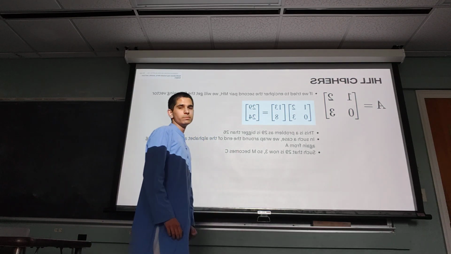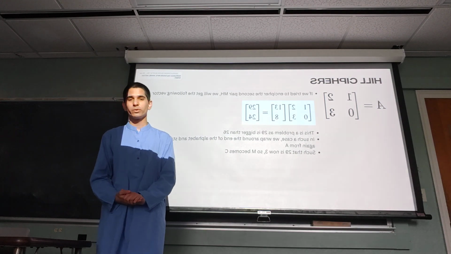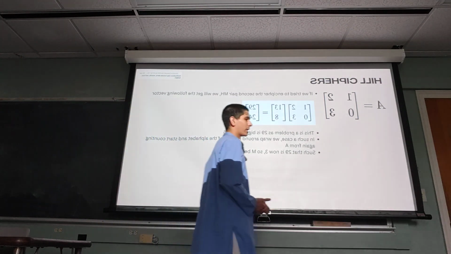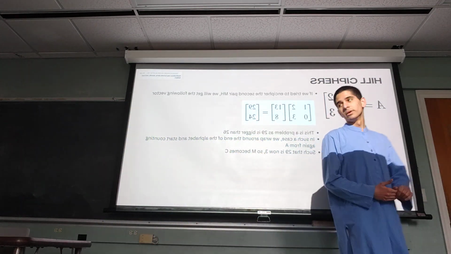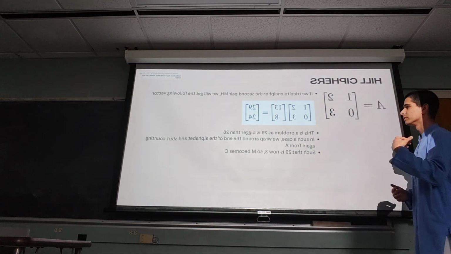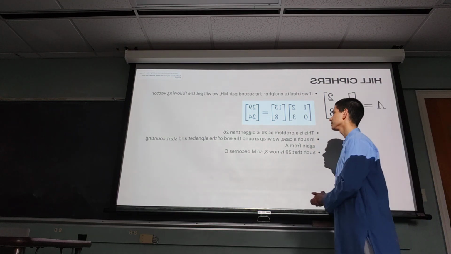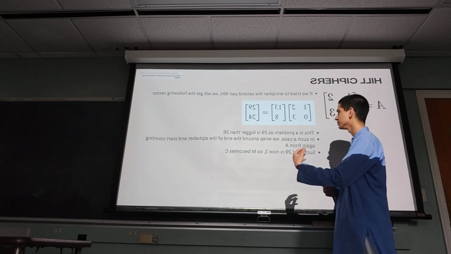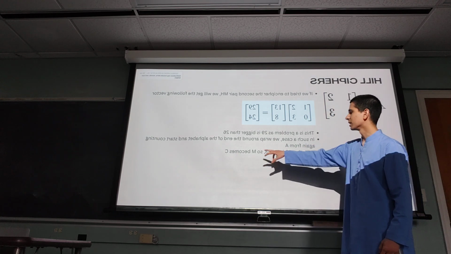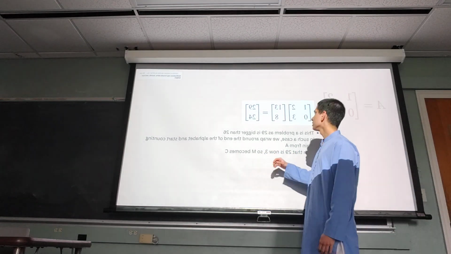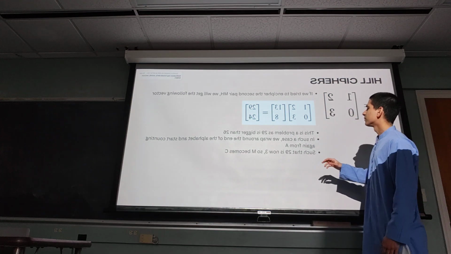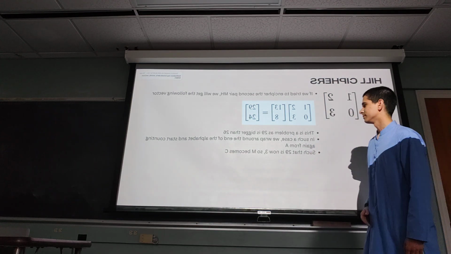And to solve this problem, when we have any number that's bigger than 26, we wrap around from the beginning of the alphabet. So 29 goes to 0. So when we're done with 26, we go back to 0 and then have 1, 2, 3. And so M becomes C. That's why our output for MH becomes CX.